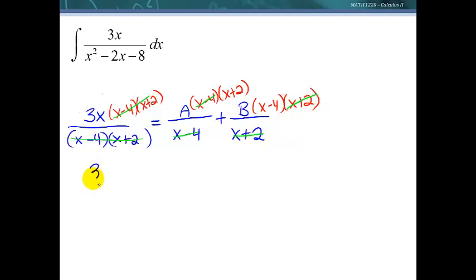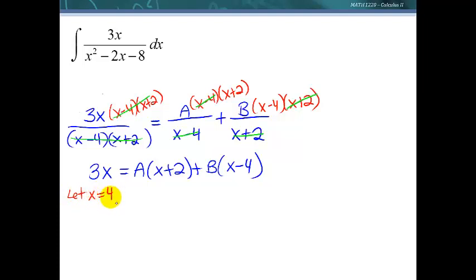Now if we express what we have left, we have 3x equal a times x plus 2 plus b times x minus 4. So I'm going to choose a convenient x to zero out the b so that I'll be able to find a. So I'm going to let x equal 4. Putting a 4 in for x, I'd have 12 equal, putting a 4 here, 4 plus 2 is 6, so 6a. So a is going to be 2.